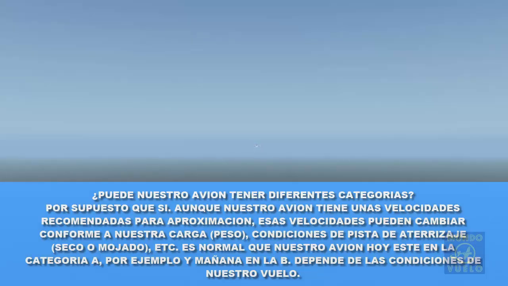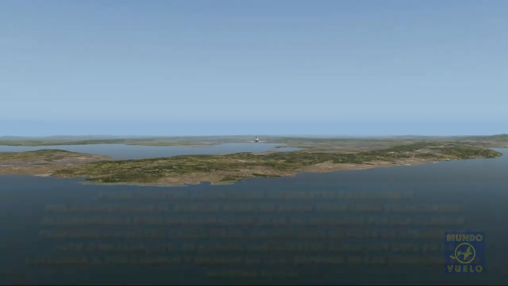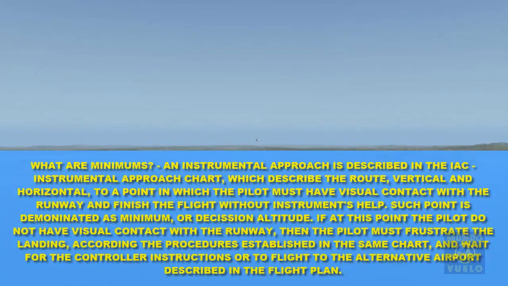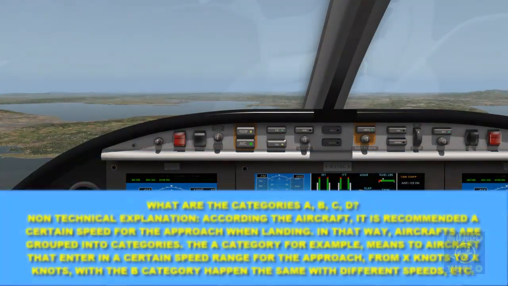And we were talking about minimums. That means that when you arrive at a certain altitude and you cannot see the runway, you have to abort the landing. And you can have different minimums, or common minimums, for certain categories.